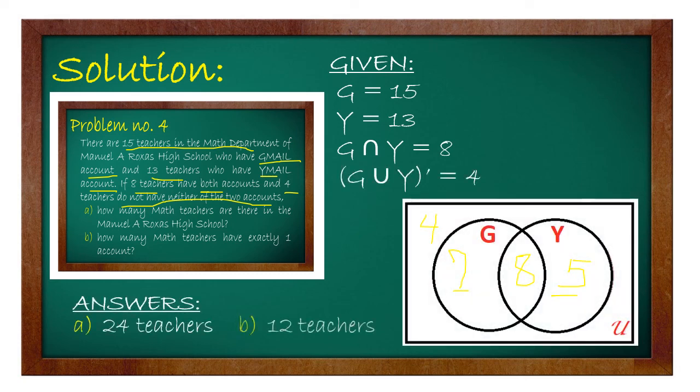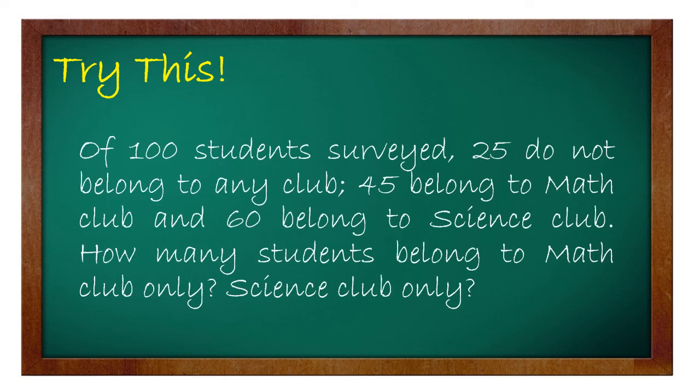So, we have 12. Now, let's see kung naintindihan ba kung paano mag-solve ng word problems involving sets na merong 2 subsets. Of 100 students surveyed, 25 do not belong to any club, 45 belong to math club, and 60 belong to science club. How many students belong to math club only? How many students belong to science club only? I-pause mo muna ang video na to para masagutan mo yung ating problem. At kapag may sagot ka na, pwede mo na ulit i-continue ang panonood.